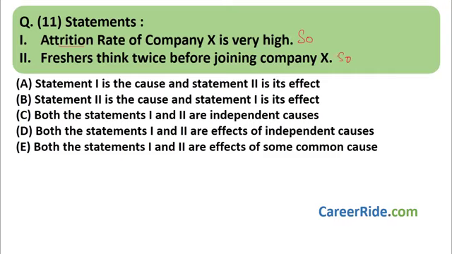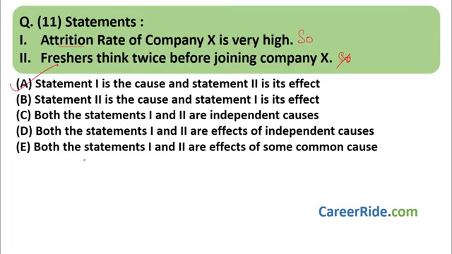If freshers are thinking twice before joining the company, and that is the reason for attrition rate to be high. Attrition rate actually means people leaving the company. Okay, people leaving the company at a very high rate, that means the attrition rate is high. So only the first makes sense, that attrition rate is high, so the fresher thinks twice before joining the company, because freshers think why the people are leaving so early. So only the first statement is right, so answer is A.